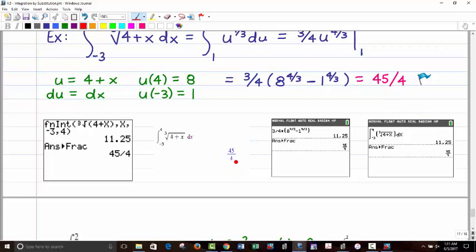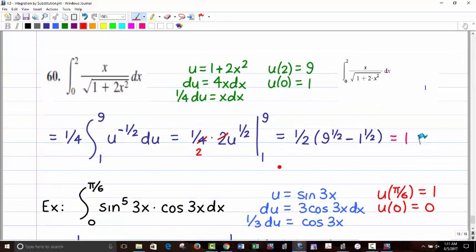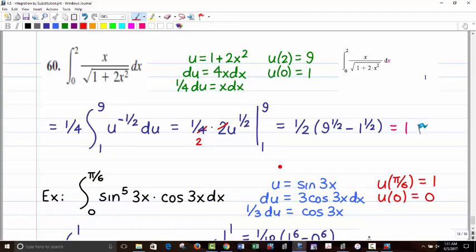So, okay, let's see what we got here. How about this one? So we got a couple more here. Okay, I'm going to let u be the 1 plus 2x squared. Du will be 4x dx. 1/4 du equals x dx. Put in 2. 1 plus 2 times 2 squared will be 9. 1 plus 2 times 0 squared will be 1. So our new limits of integration are going to go from 1 to 9. They were 0 to 2, now they're 1 to 9.